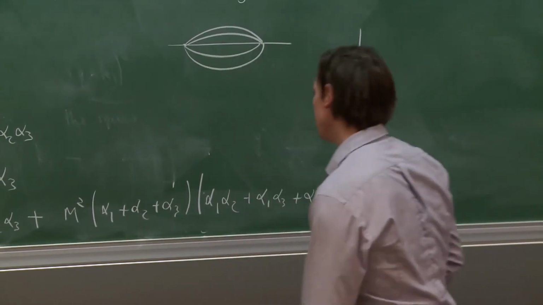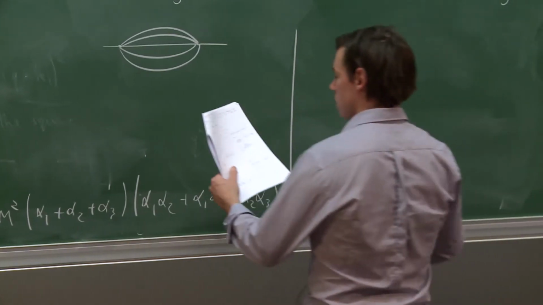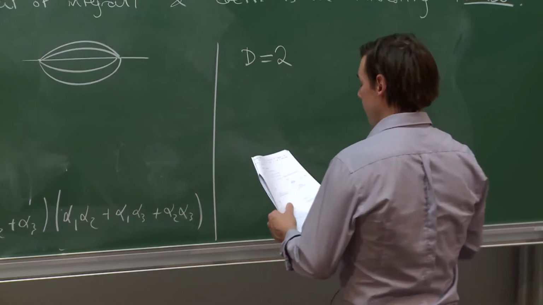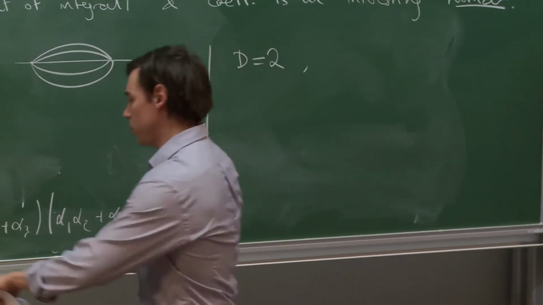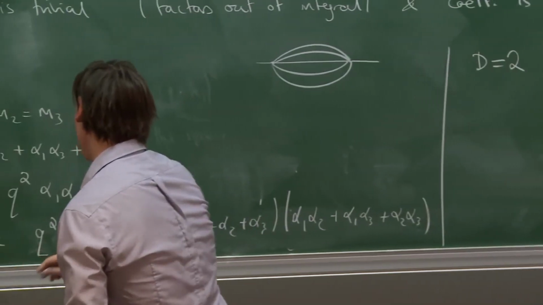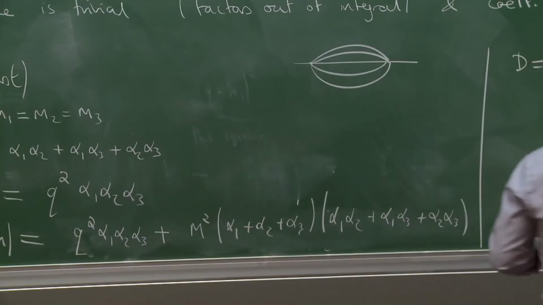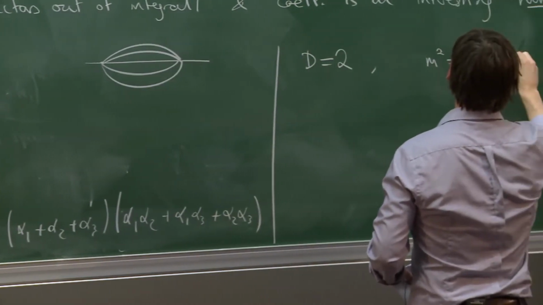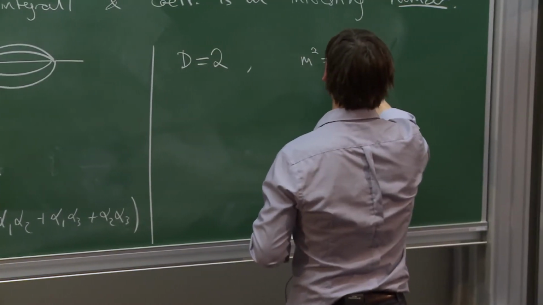Okay, so the next thing, so now Borja says, okay, now let's work in D equals 2 dimensions. So this is not quite Euclidean space. I've been slightly dishonest here, but we'll put m squared equals minus q squared equals 1.